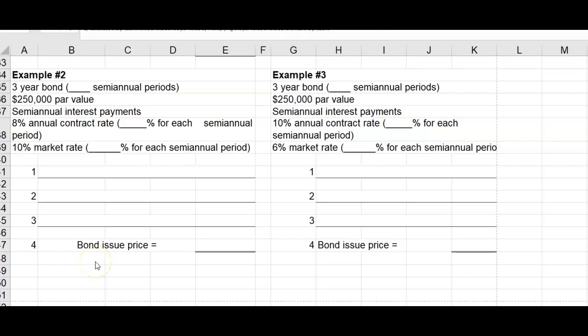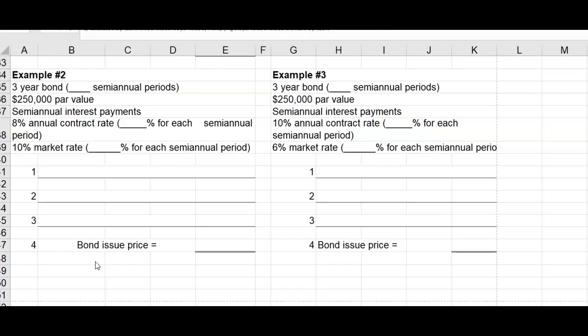Hi everybody, welcome back. This is the last of 3 video lectures to demonstrate how to use the present value tables and calculate the bond issue price. In this video, we'll work through example number 2 together, and then I'll turn you loose and you'll calculate example number 3 on your own.